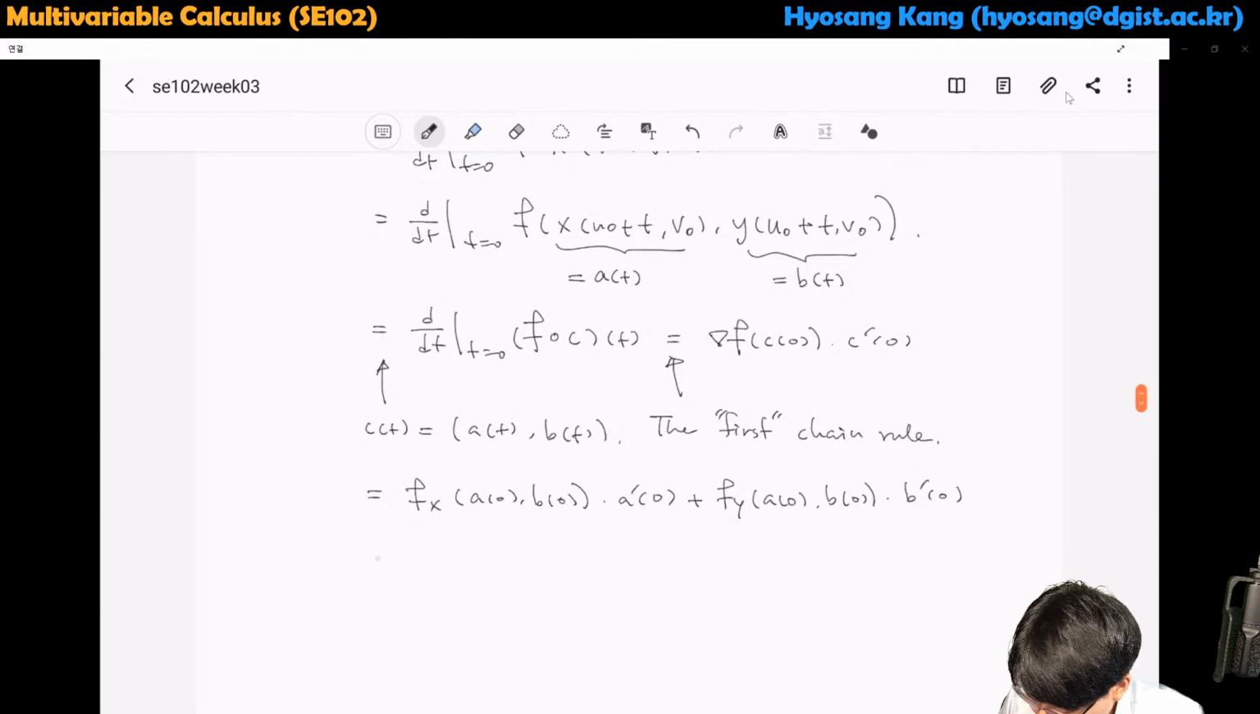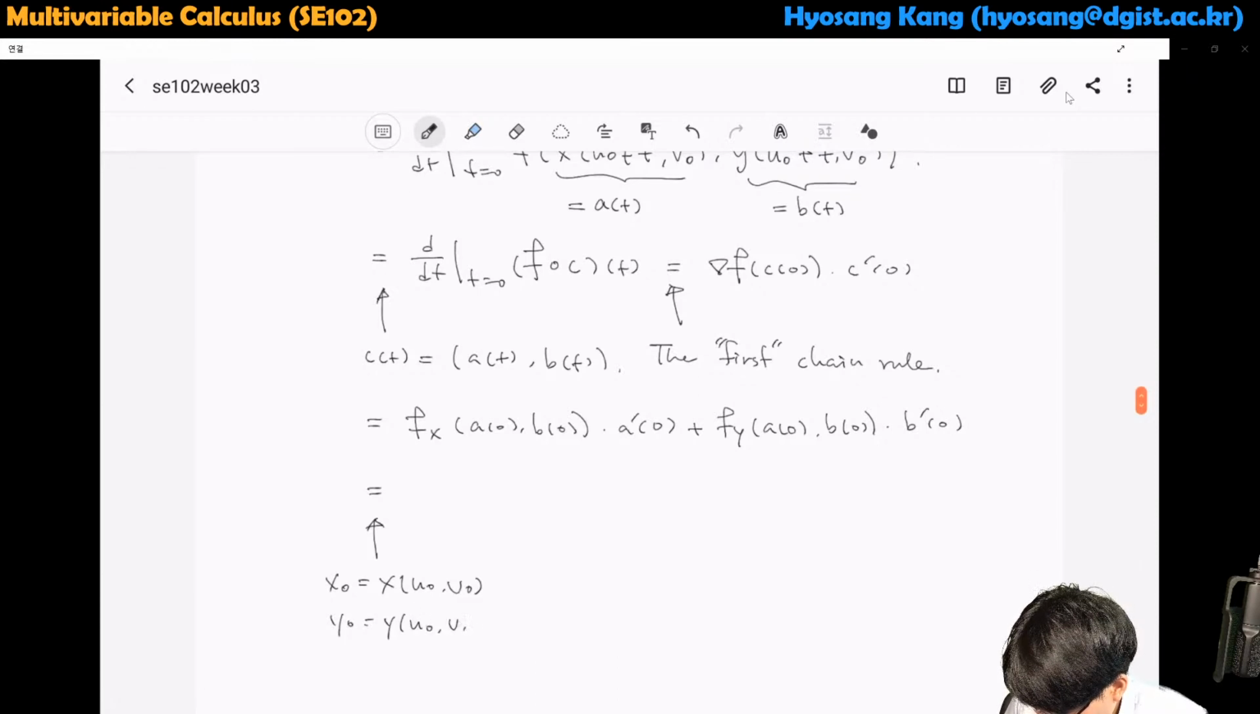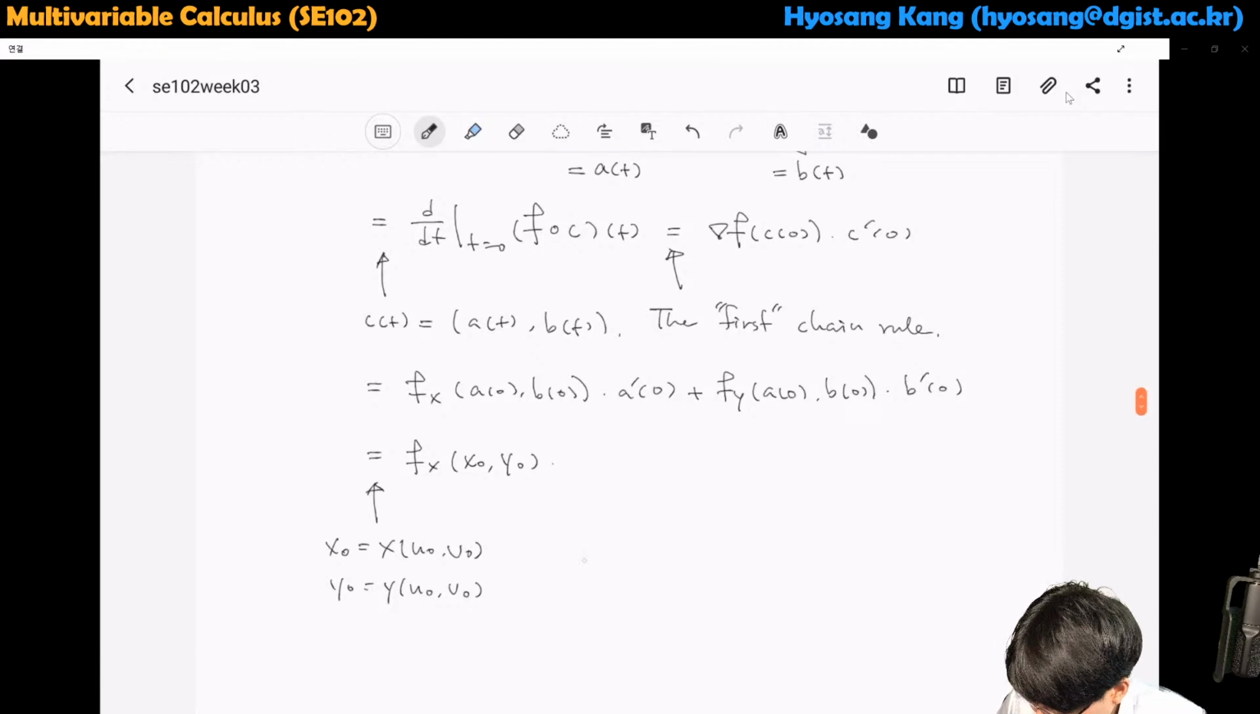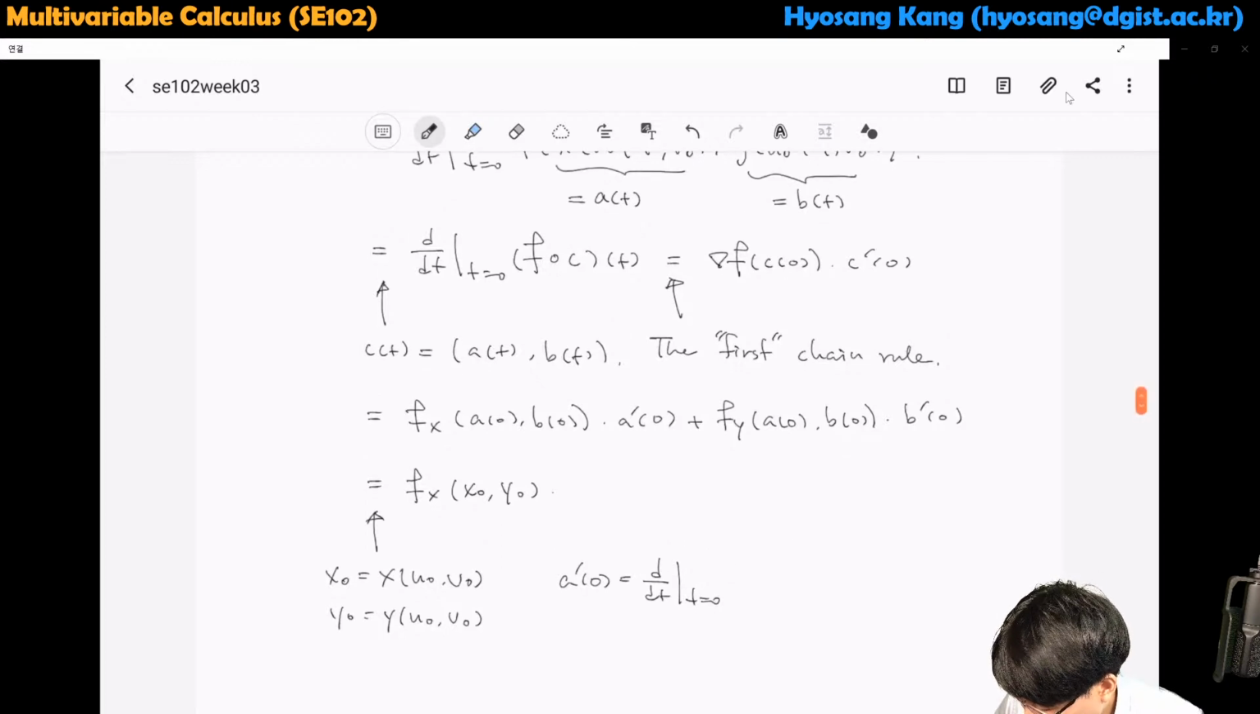Okay, so what are a(0) and b(0)? When we have t equals 0, we get x(u0, v0), which we defined to be x0, and y0 is y(u0, v0). So simply I can rewrite this as (x0, y0). And what's a'? When I take the derivative of a', I'm taking a partial derivative of x. So again, a'(0) is d/dt at t=0 of x(u0 plus t, v0).